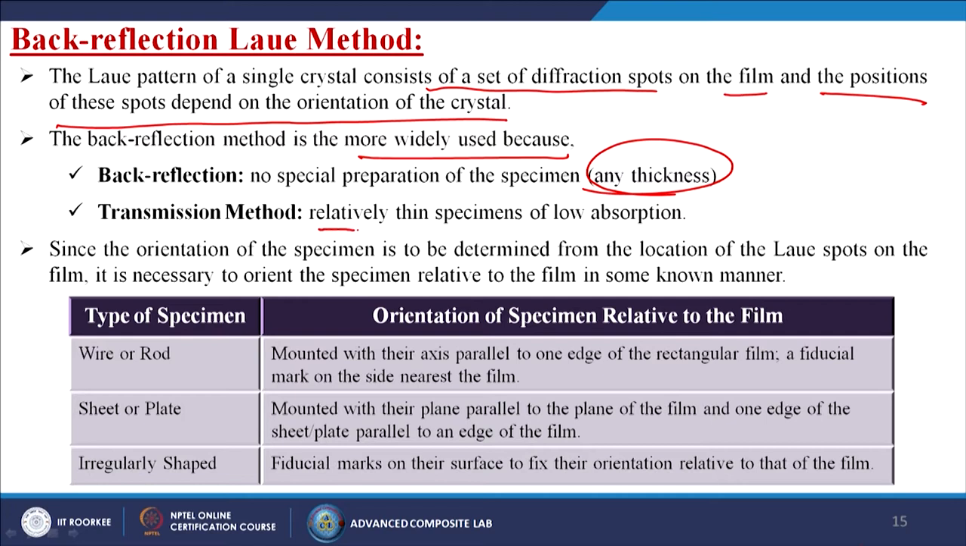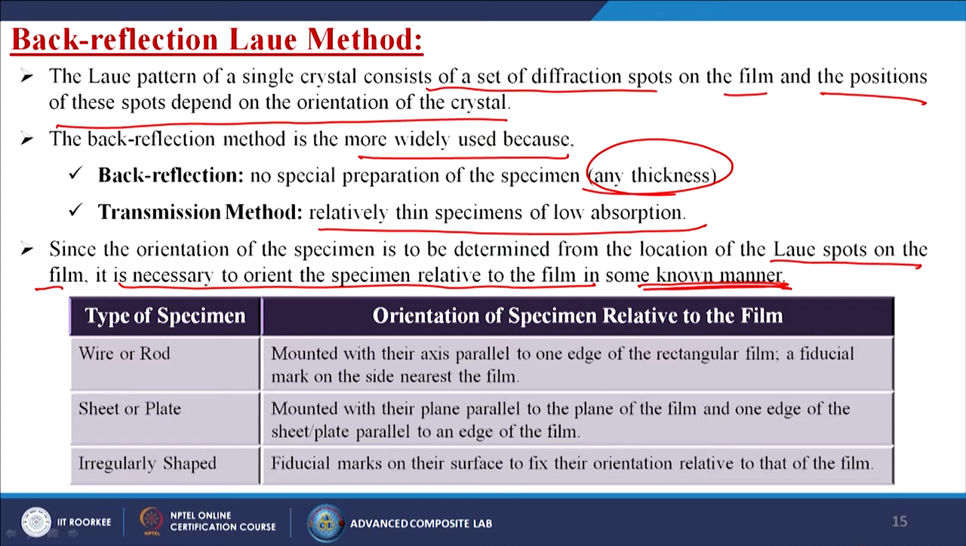Transmission method, relatively thin specimens of low absorption. So, that is why it is widely used. Since the orientation of the specimen is to be determined from the location of the Laue spot on the film, it is necessary to orient the specimen relative to the film in some known manner.